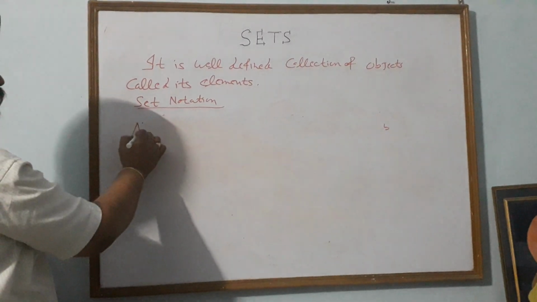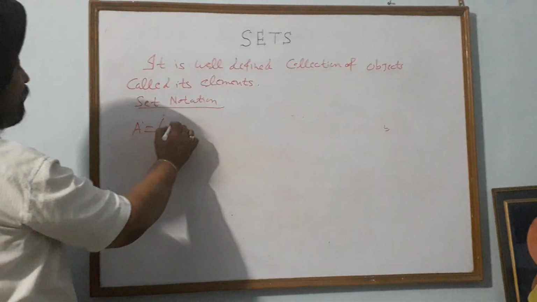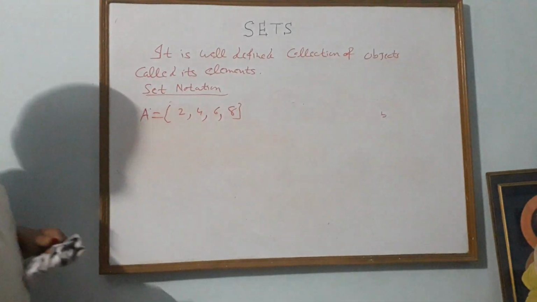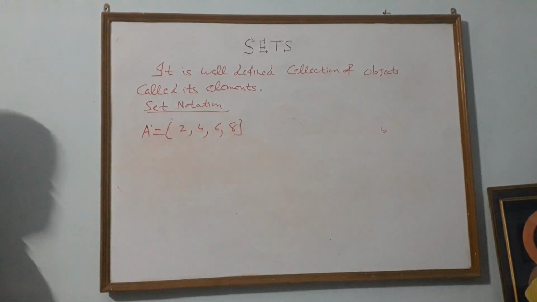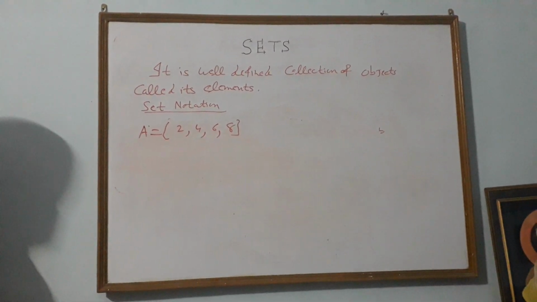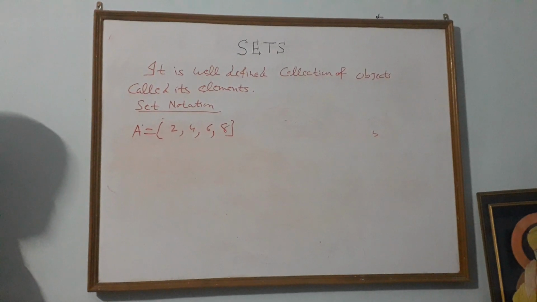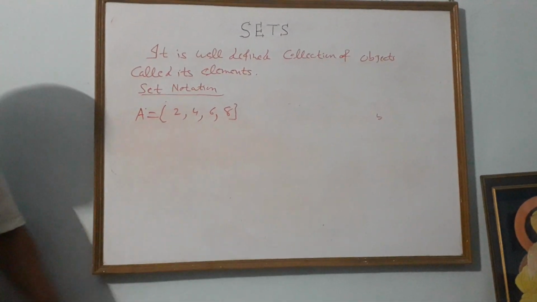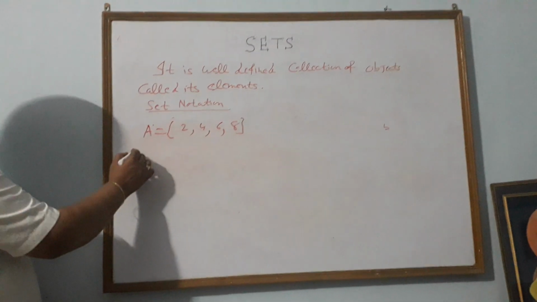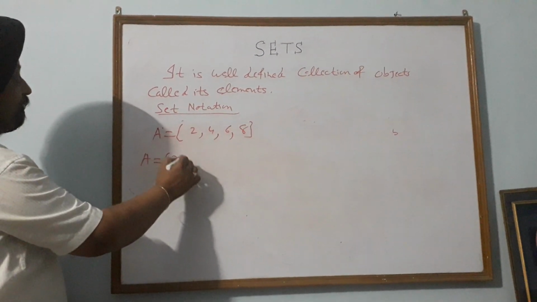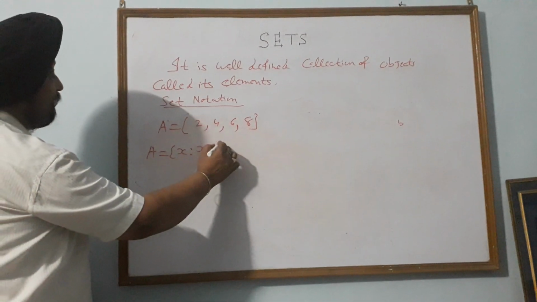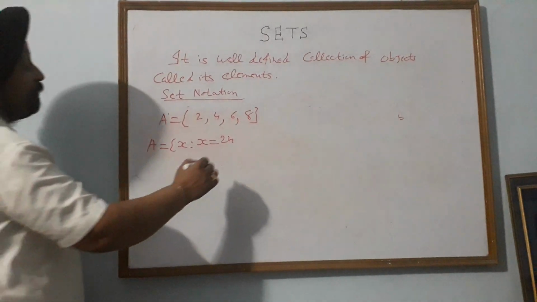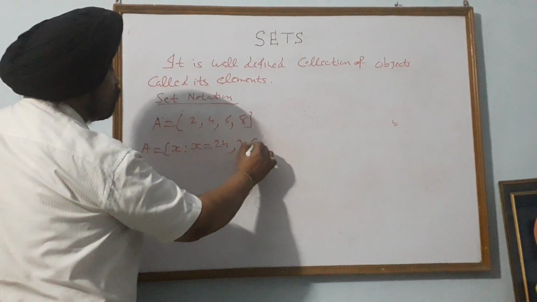Let A be a set represented by 2, 4, 6, 8. So this A has elements 2, 4, 6, 8. We know these are our even numbers. Now we have to write this in set builder form. This is roster form because we have written each and every element. So its set builder form is: A is a set of all x such that x is equal to 2n, where n belongs to N.